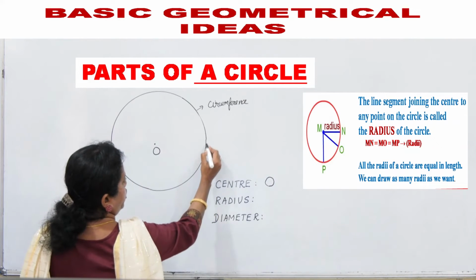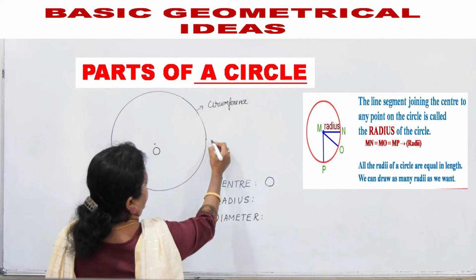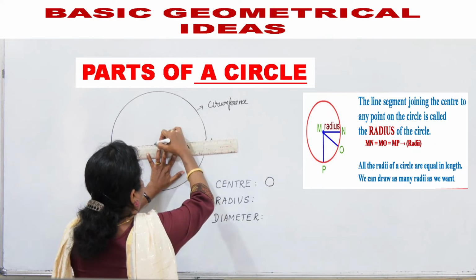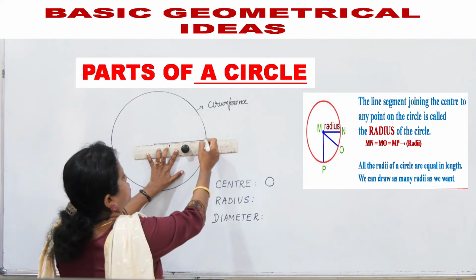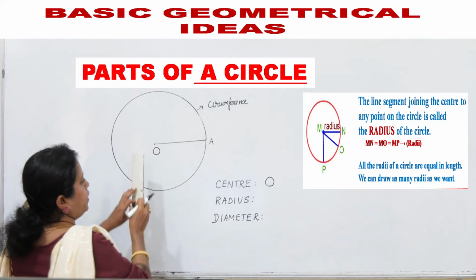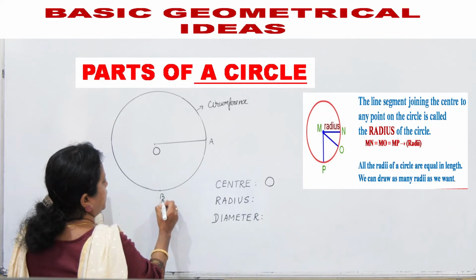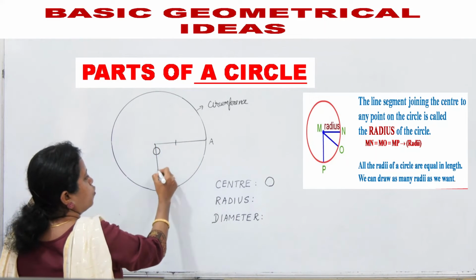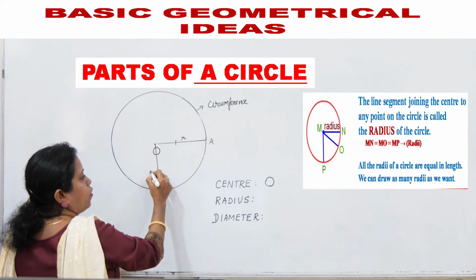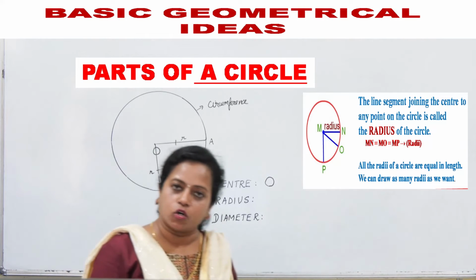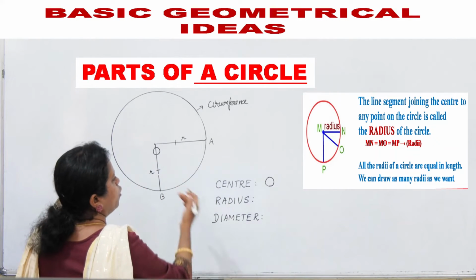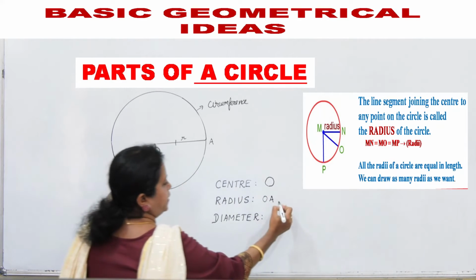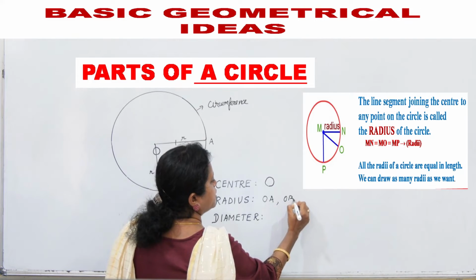You can take any point on the circle and name it A, and if you join this line segment, what do you get? You get the radius of the given circle. Similarly, if you take another point here, B, and join, you get another radius of the circle. So these two are nothing but the radii of the given circle. Because they are line segments, you will name them either OA or OB.